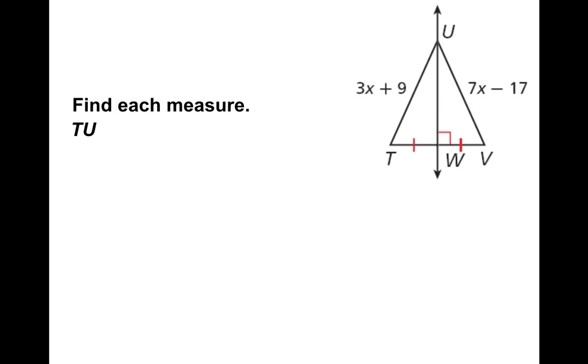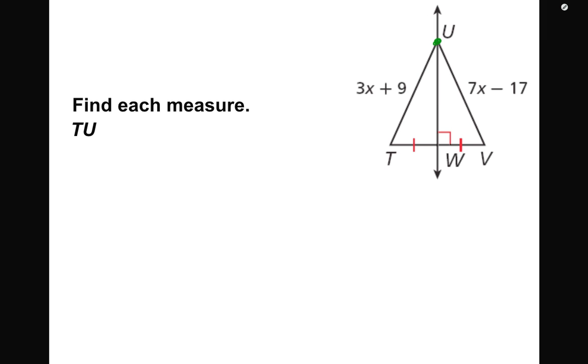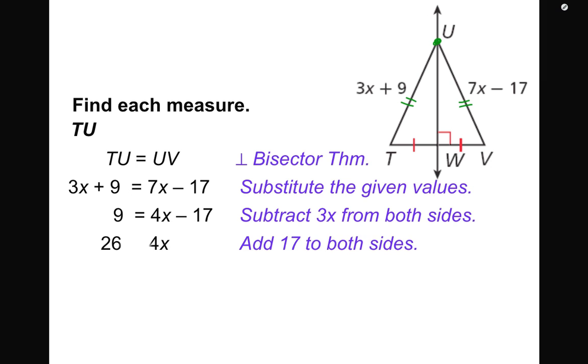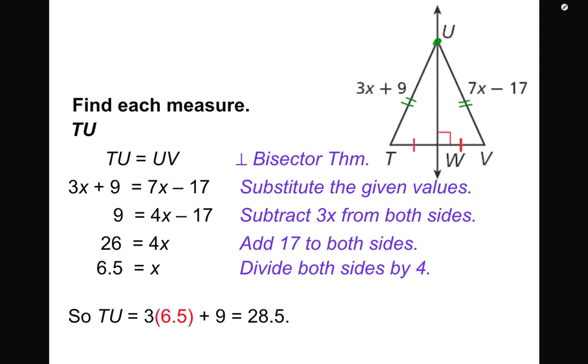On the next example, we still have a perpendicular bisector. This time I haven't given you just a number. I've given you expressions. Still, the idea is the equidistant. U is equidistant from T and from V. So this segment and this segment are the same. So your algebra equation you should be writing: 3x plus 9 has to equal 7x minus 17. Solve the equation. And then I don't want to know what x is. Did you find TU for me yet? So do find x and then TU.